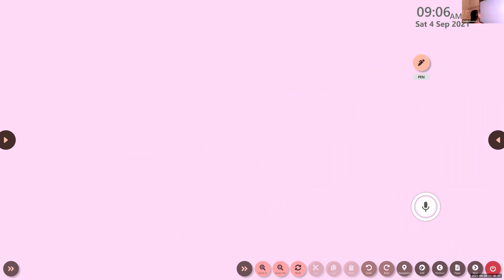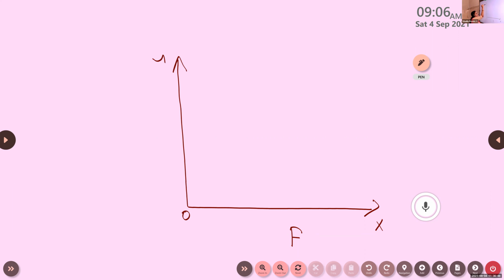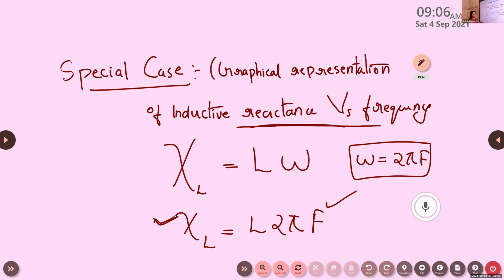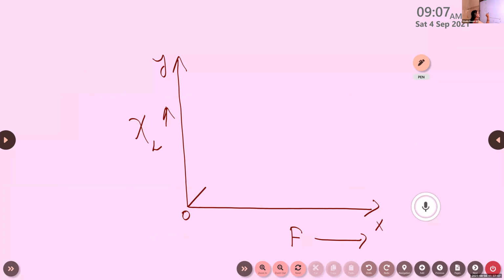So the graphical representation will be like this. Here we take the frequency along the x-axis and inductive reactance chi L along the y-axis. From this equation, it is clear that inductive reactance and frequency are directly proportional to each other, so the graph will be a straight line.